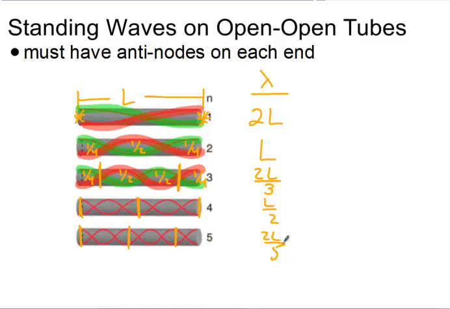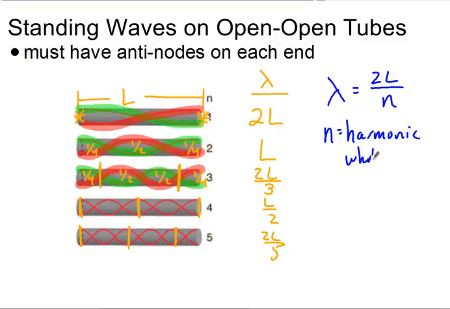Okay? So our general form for the standing wave in an open tube is again going to be 2L over N, where N is again the harmonic, and it is again whole numbers.